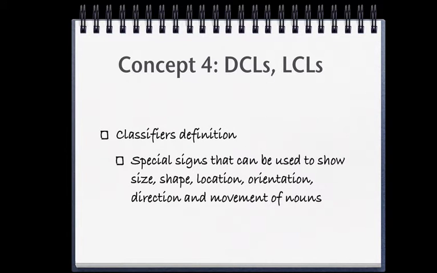Just to refresh your memory, classifiers are special signs that can be used to show size, shape, location, orientation, direction, and movement of nouns. And nouns could be objects, people, places, things. Orientation is which way your palm is facing, but it's also for nouns which way the object or the noun is facing. Direction is if it's moving, which way does it move towards, and of course location, shape, and size are pretty self-explanatory.